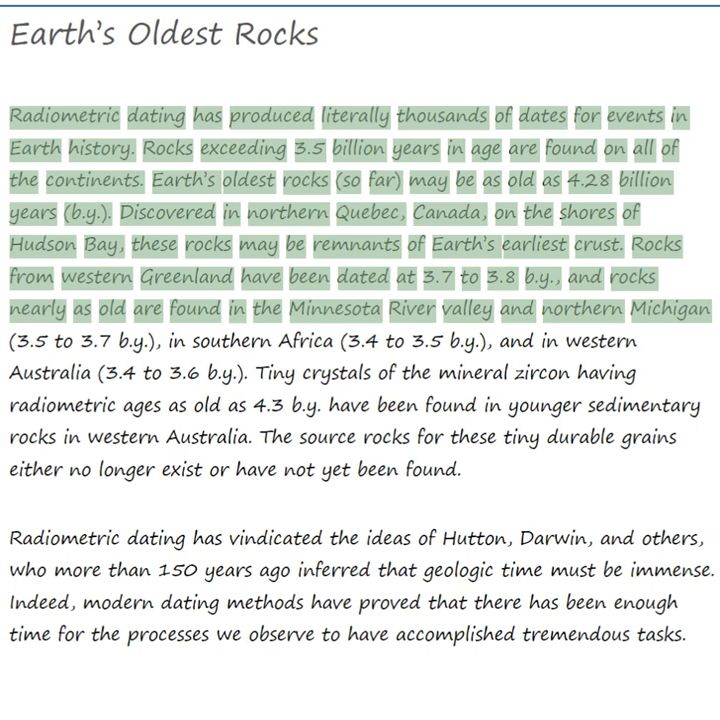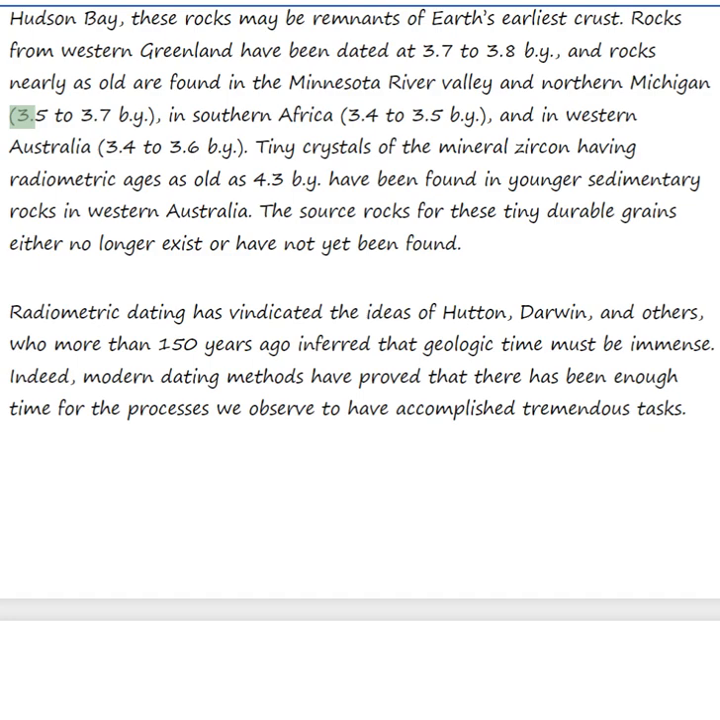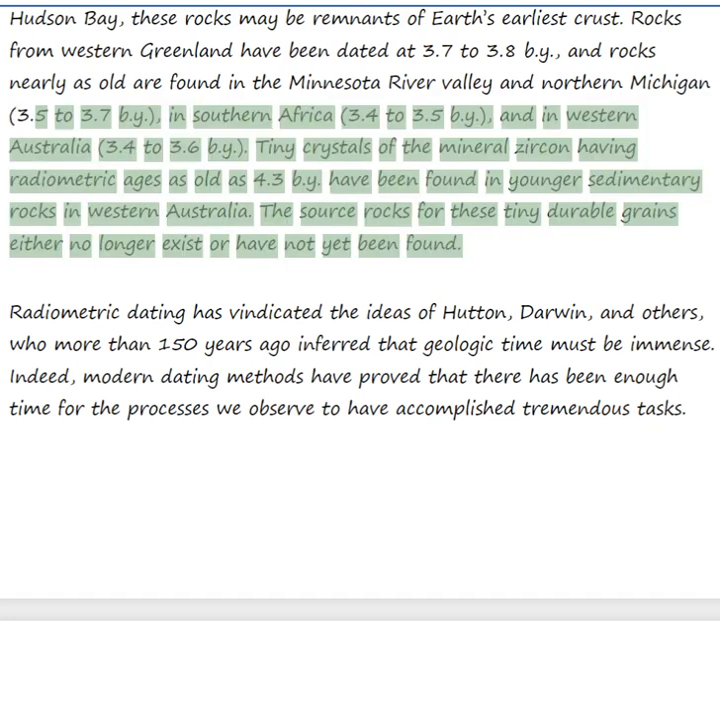Rocks from western Greenland have been dated at 3.7 to 3.8 BY, and rocks nearly as old are found in the Minnesota River Valley and northern Michigan, 3.5 to 3.7 BY in southern Africa, and in Western Australia. Tiny crystals of the mineral zircon having radiometric ages as old as 4.3 BY have been found in younger sedimentary rocks in Western Australia. The source rocks for these tiny durable grains either no longer exist or have not yet been found.